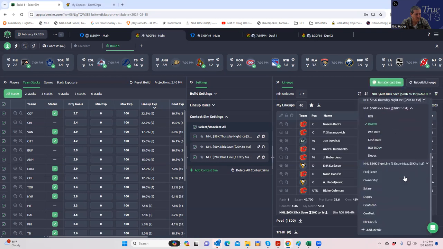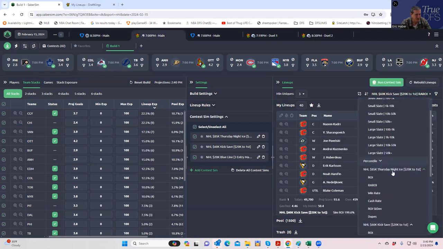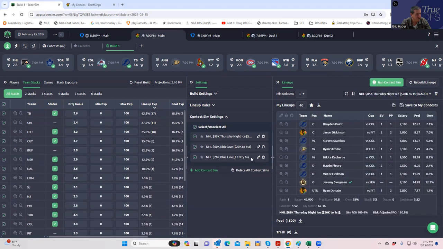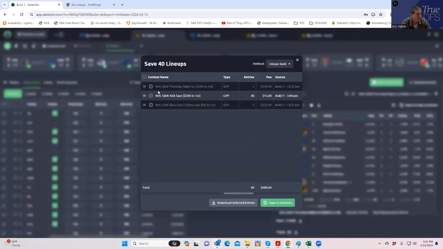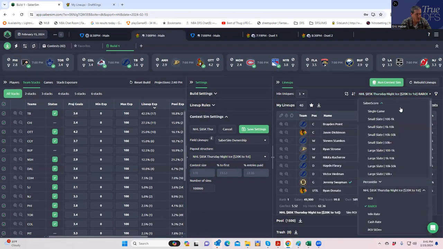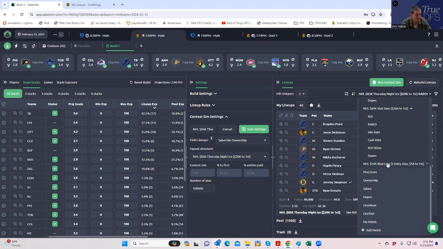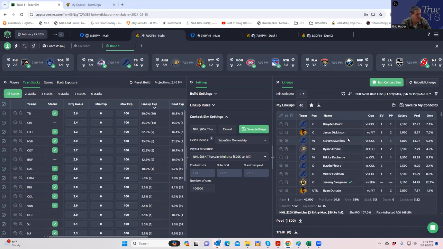The other one is we will use for these other contests. Let's make sure to get those in. Well, unfortunately, for Thursday Night Ice, 555, whatever, we use Saber Sim ownership. I don't know what's better or worse. For now, let's keep it that way. We'll use the Saber Sim ownership fields for Thursday Night Ice. We'll also use that for the Blue Line. And then we'll just keep thinking about what's best.